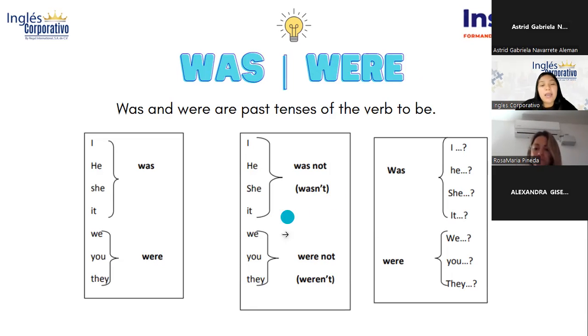Yes? What we need to remember, guys, is that we have rules, okay? We have rules that we need to follow. So, when we use was, we need to use I, he, she, and it.